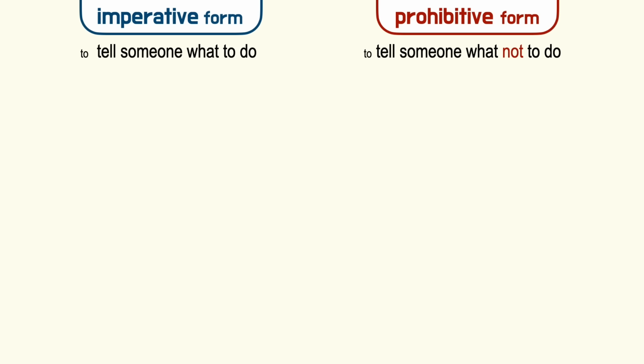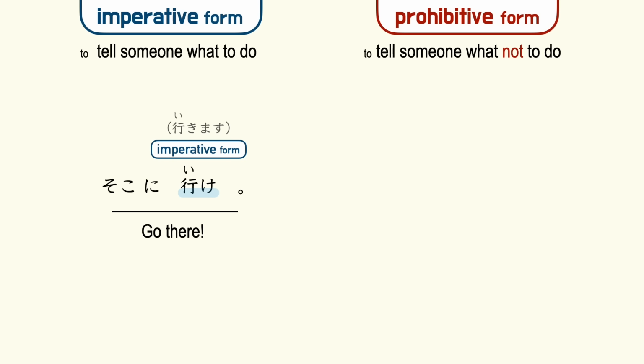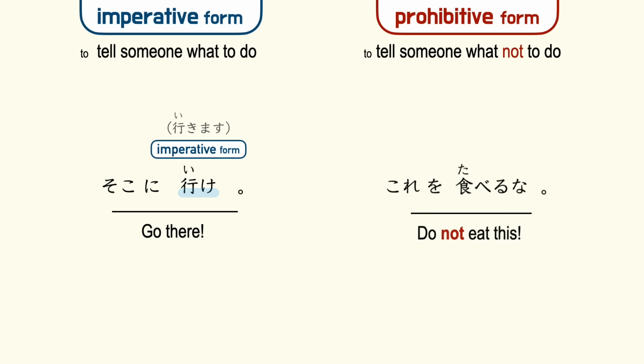Hello guys, Takashi here. Today, let's learn two new verb forms, the imperative form and the prohibitive form. Both are used to give commands. The imperative form is used to tell someone what to do, and the prohibitive form is used to tell someone what not to do. For example, そこに行け, go there. そこに行け. これを食べるな, do not eat this.